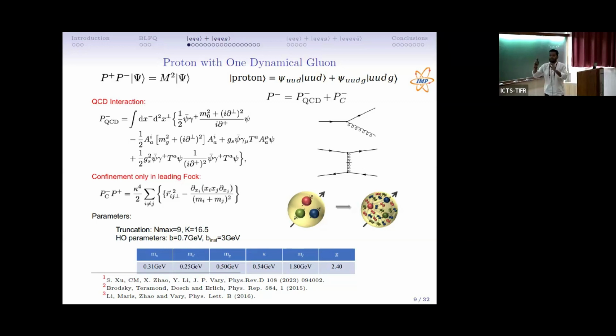But this is not enough. Still, we need some confining potential in the leading Fock sector. For that, we use the same kind of confinement that we used in the leading Fock sector before. These are the parameters we set: the quark mass, the gluon mass, and the strength of the confinement, to fix the proton mass and the electromagnetic properties of the proton. By solving with this harmonic oscillator basis and the longitudinal basis, we obtain the wave function and further investigate all these properties.